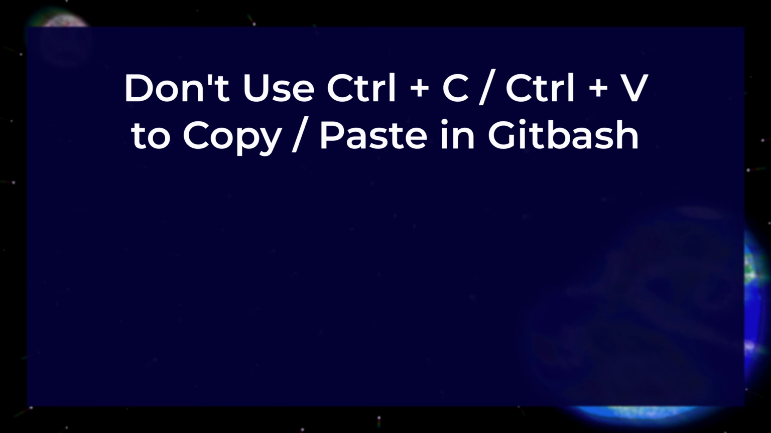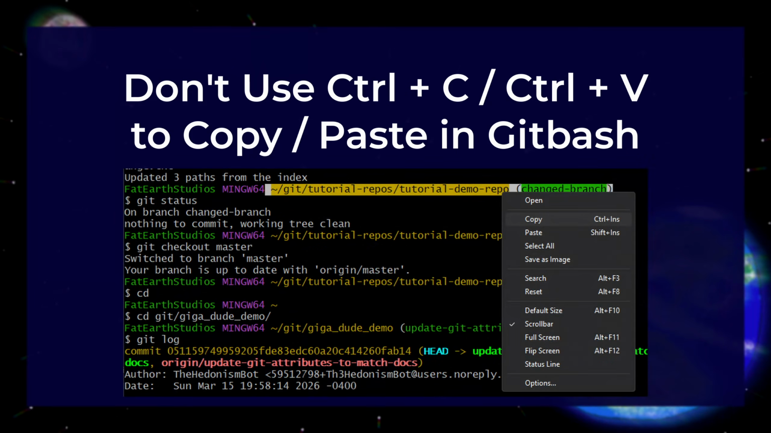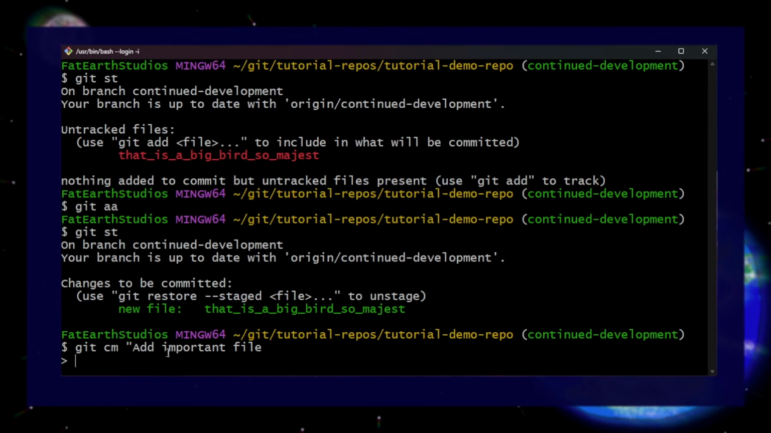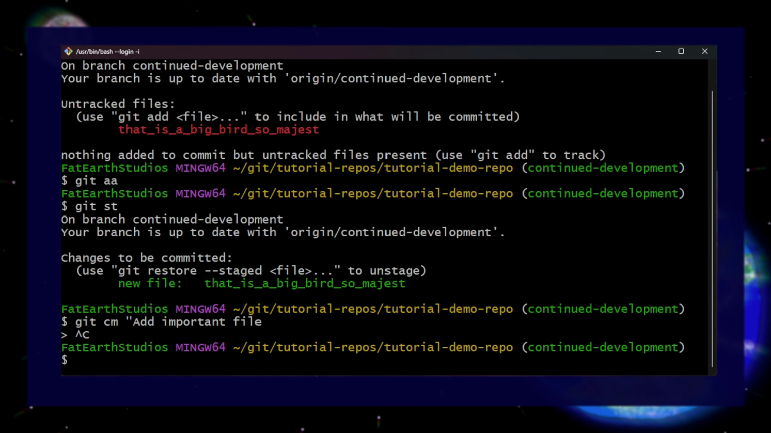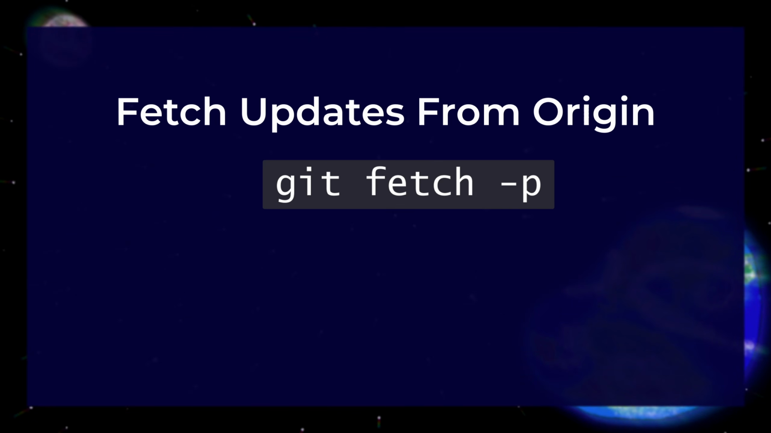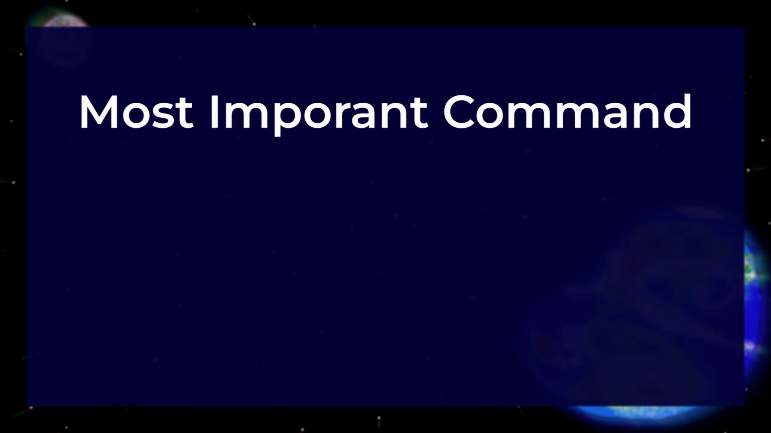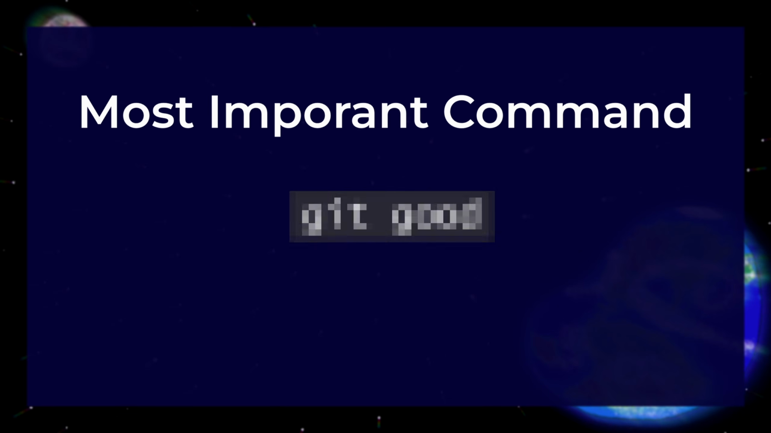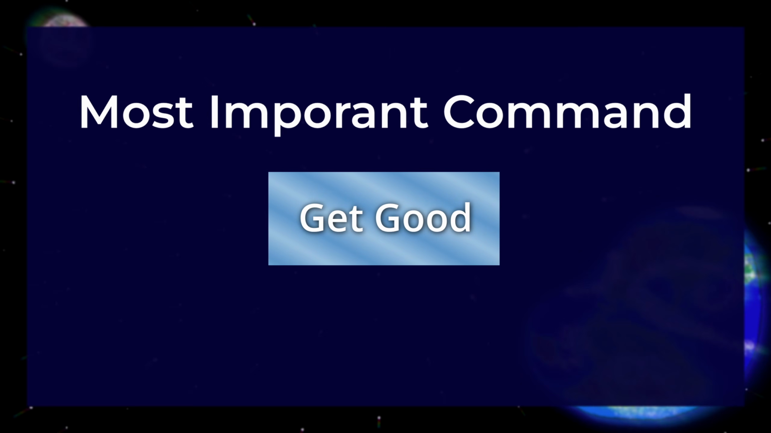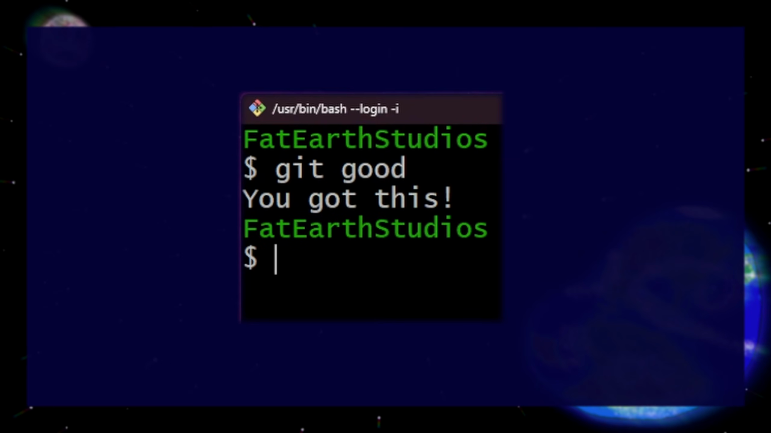Inside Git Bash, Control-C and Control-V are not copy and paste. Control-C cancels commands. Use right-click to copy and paste. And if, well, when your terminal gets stuck, Control-C gets you out. If things seem out of sync, run git fetch -p to help clean up stale remote branch references. And the most important, git good. No, really. Everyone struggles with Git at first, but once it clicks, it becomes one of the most powerful tools in your arsenal. You've got this.